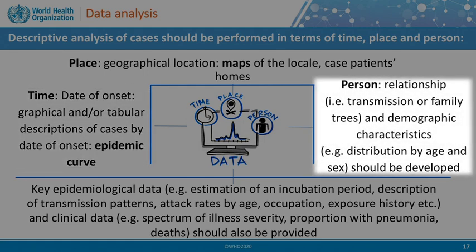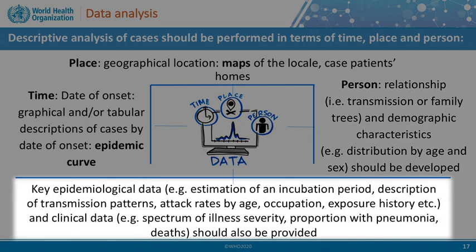Person: what are the relationships and the demographic characteristics between the patients that are identified? Using this data, you can calculate key epidemiologic information such as estimating the incubation period, describing transmission patterns, looking at attack rates by age, and looking at whether certain exposures or occupations are important for transmission. You should also look at clinical data. Clinical data will help you better describe the spectrum of illness, so how many of the individuals have mild disease versus severe disease, potentially looking at the proportion of individuals that have pneumonia, and especially understanding which proportion of the cases that have been identified have died.